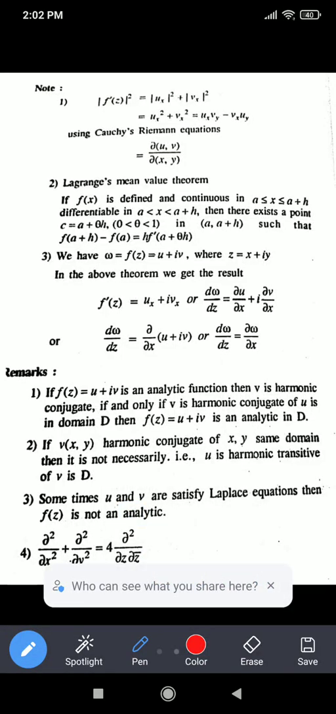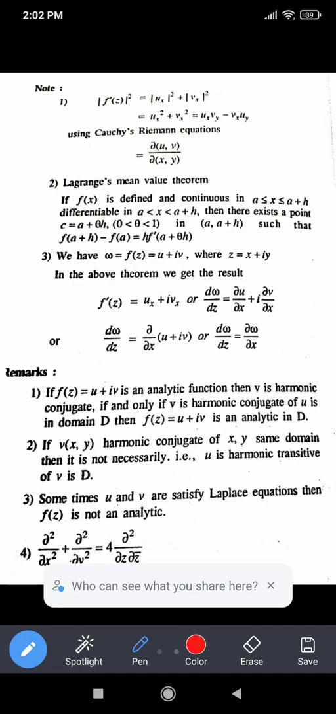Hi, my dear students. In the previous class, we discussed one of the most important theorems, that is, the necessary and sufficient condition. Today I am discussing some examples on analytic functions based on that theorem.